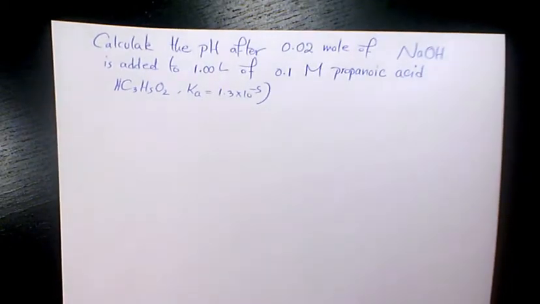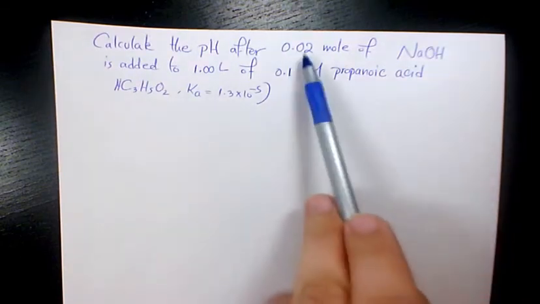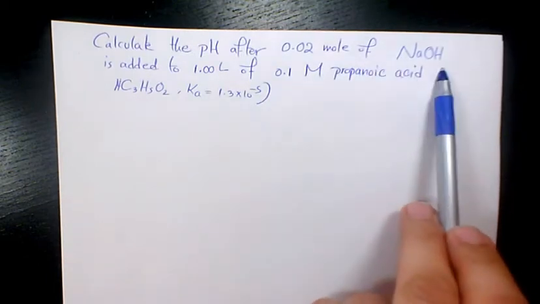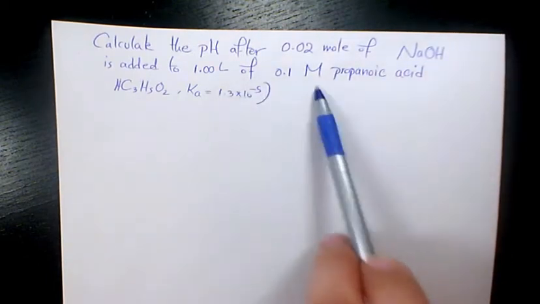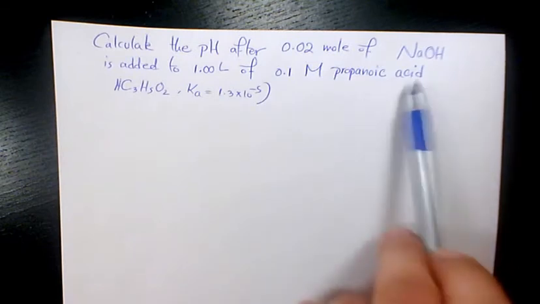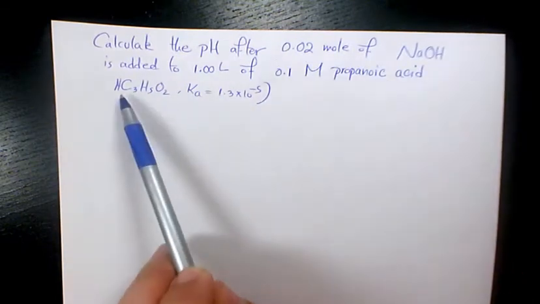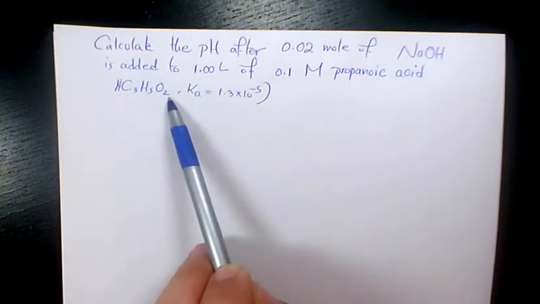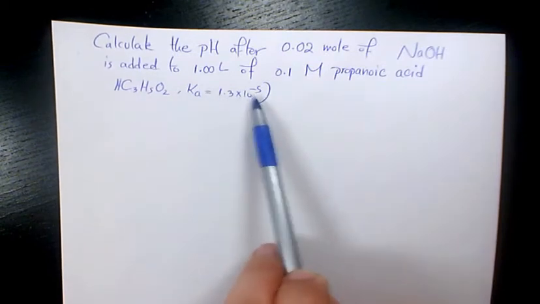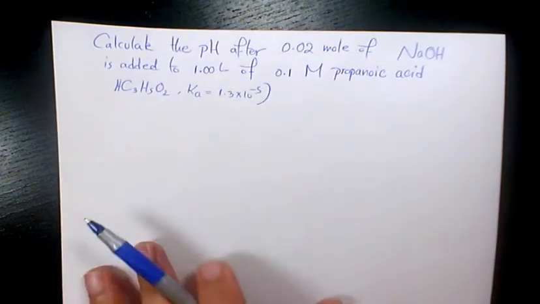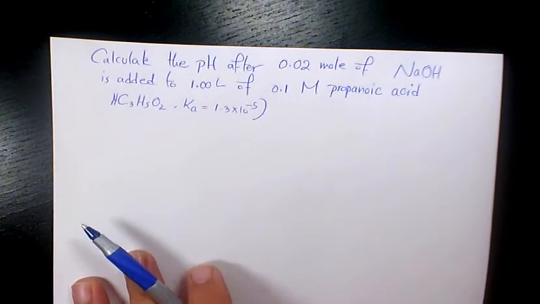Welcome to another video. In this video I want to show you how to calculate the pH change after we add 0.02 mole of NaOH to 1 liter of 0.1 molar propanoic acid, which is HC3H5O2, and Ka is 1.3 times 10 to the power of negative 5. So I can write the reaction.